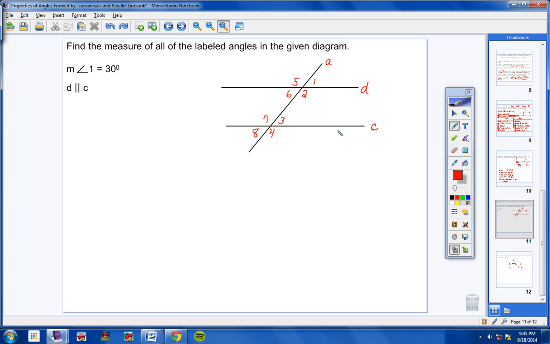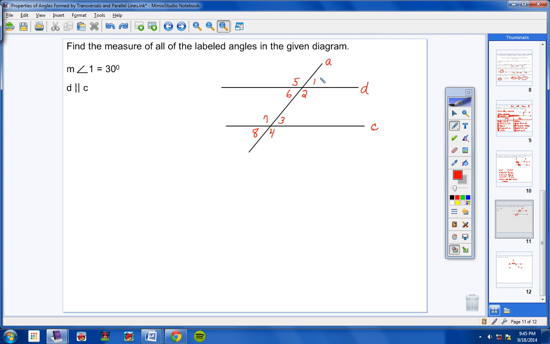Lines D and C are parallel. A is your transversal. The angles go 1, 2, 3, 4, 5, 6, 7, 8. Off to the side, go ahead and write down the measure of angle 1 equals 30, and D is parallel to C. All right? Okay, here we go.